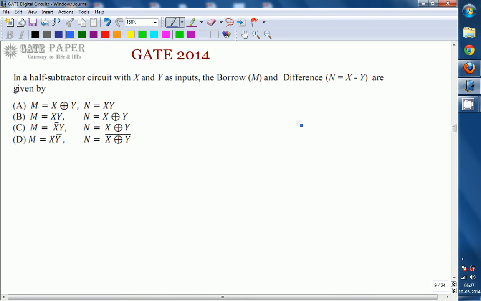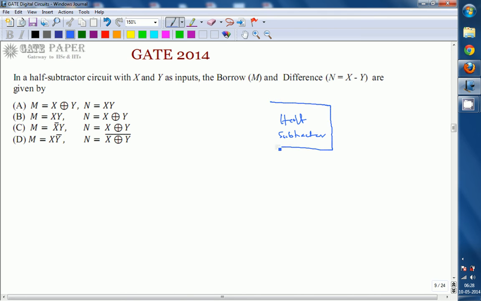Hello, we are discussing the GATE 2014 ECE paper, and the topic is related to digital circuits. In a half subtractor circuit with X, Y as inputs, the borrow and difference are given by. Okay, what was given is a half subtractor circuit. Half subtractor.